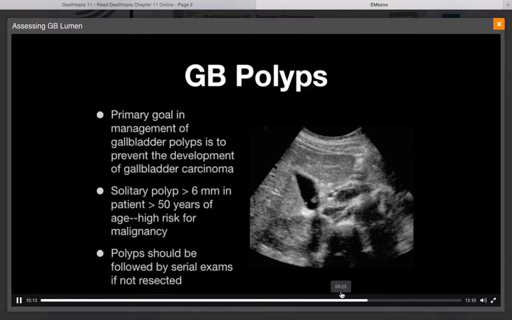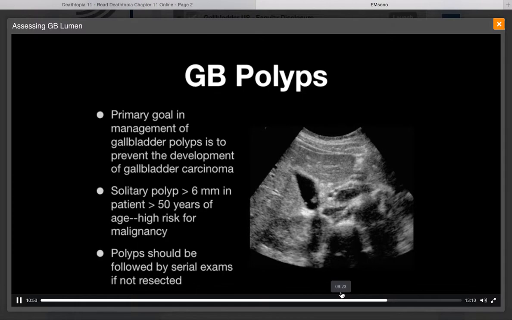Now, the primary goal in the management of gallbladder polyps is to prevent the development of gallbladder carcinoma. Polyp size has long been known to be the simplest predictor for malignant potential. Recent studies suggest that cutoff size should be 6 millimeters as opposed to the traditional 10 millimeter recommendation. Age greater than 50 years of age and the presence of a solitary polyp are considered other important risk factors. Patients with gallbladder polyps greater than 6 millimeters who are at risk for gallbladder carcinoma should undergo cholecystectomy.